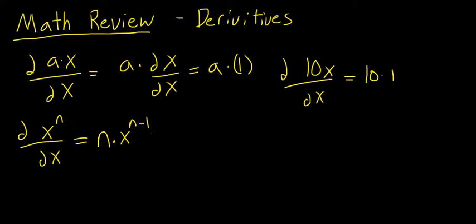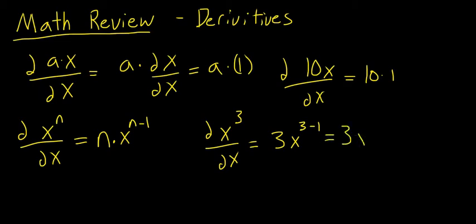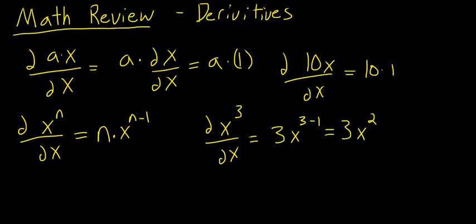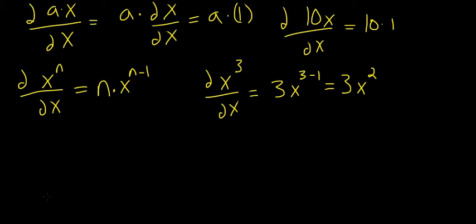So hopefully that looks familiar to you, but the power comes down, multiplies in front, and then the exponent is always decreased by 1. So with numbers, if I had, for example, x cubed, then the derivative of that with respect to x would be equal to the 3 comes down times x to the 3 minus 1, or 3x squared.